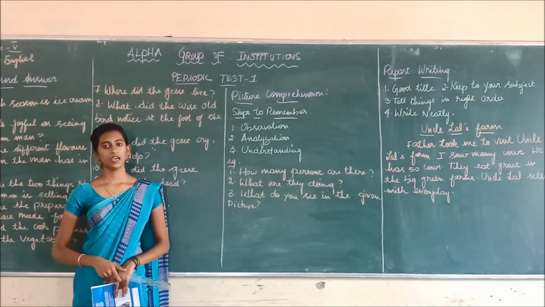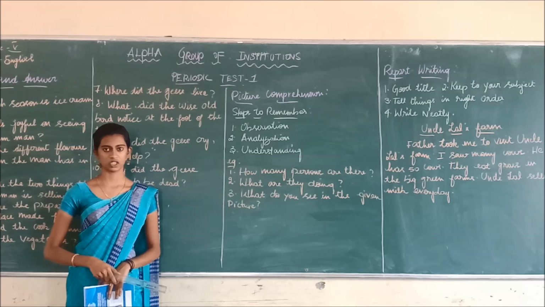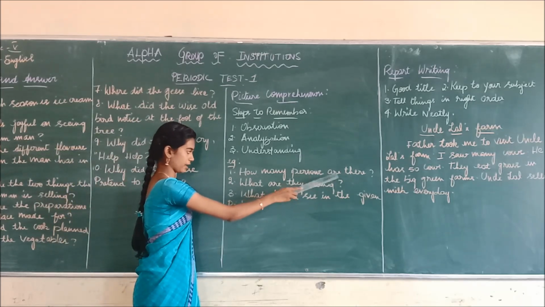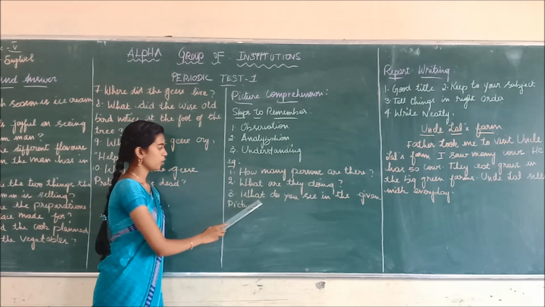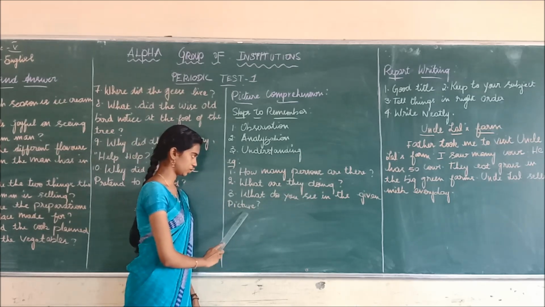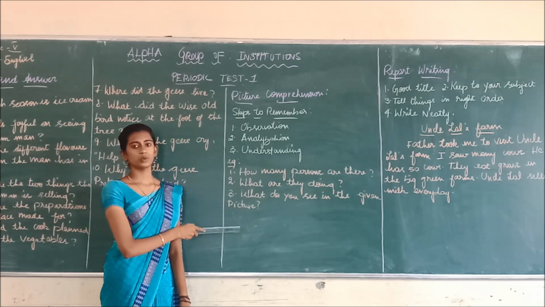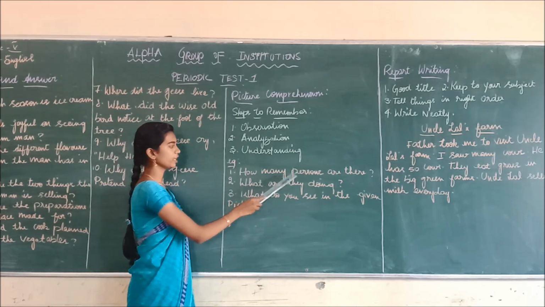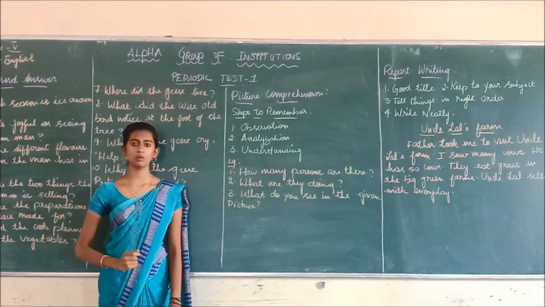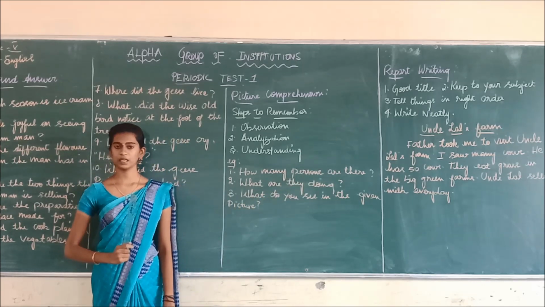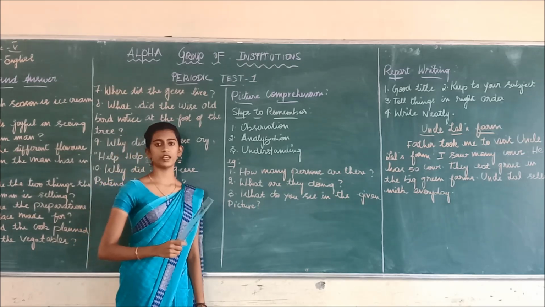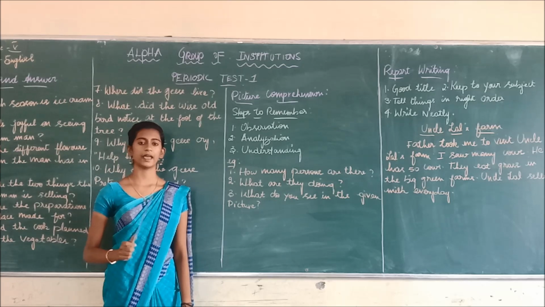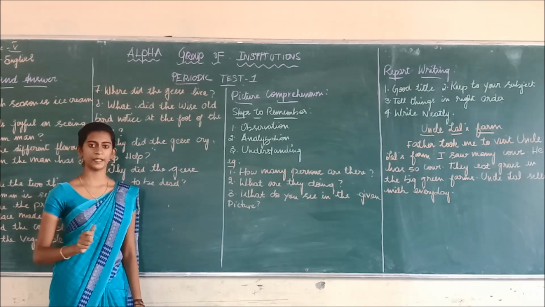There will be questions for you in the picture composition, like how many persons are there? What are they doing? What do you see in the given picture? For example, how many persons are there? You have to count the number of persons in the picture. If there are 3 persons, you should write there are 3 persons in the picture.